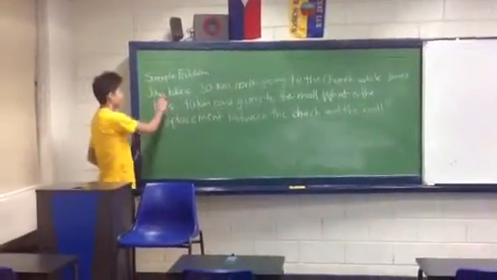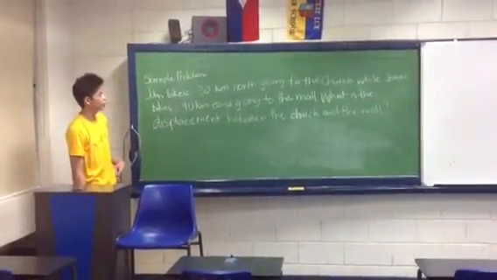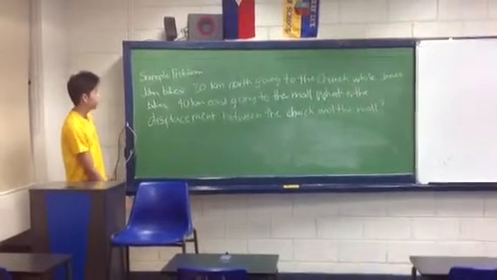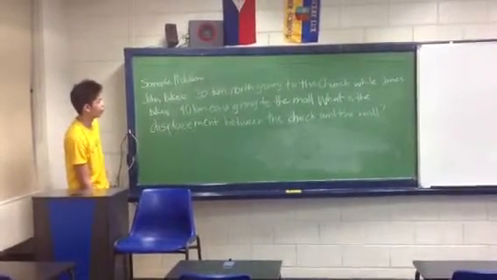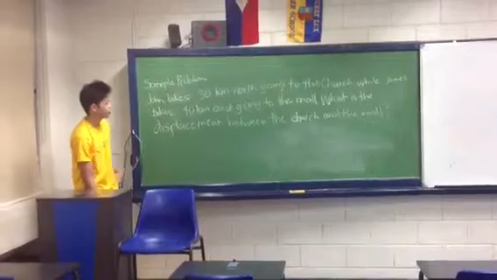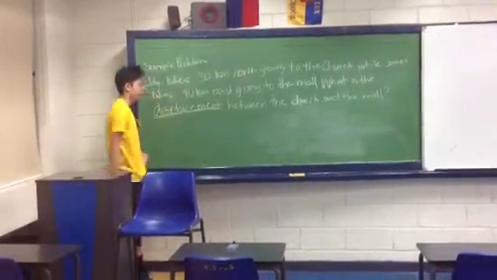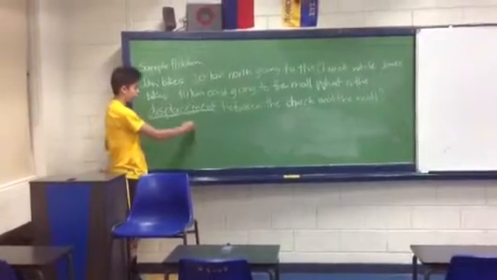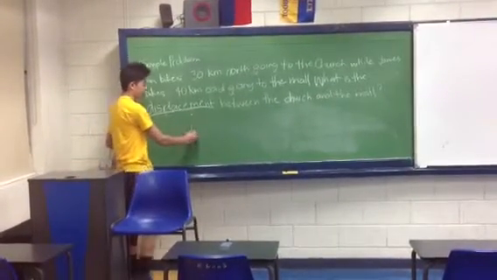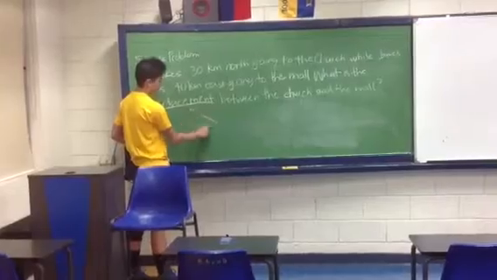Okay, so this is a sample problem. John bikes 30 km north going to the church, while James bikes 40 km east going to the mall. What is the displacement between the church and the mall? First of all, displacement is like the same thing as distance. So if he goes north 30 and he goes east 40, that's the displacement.